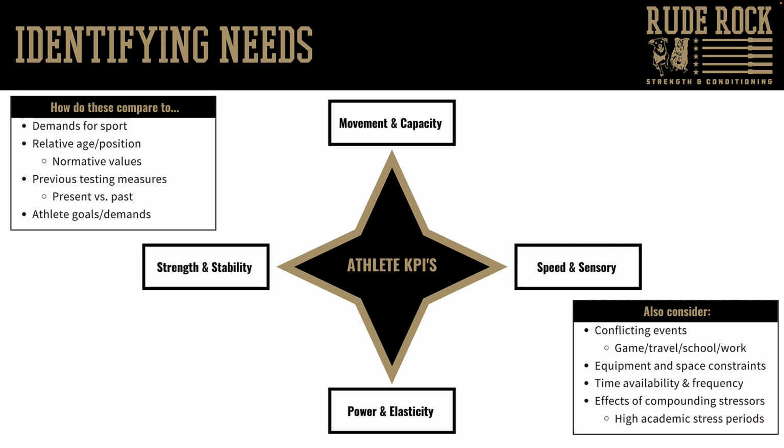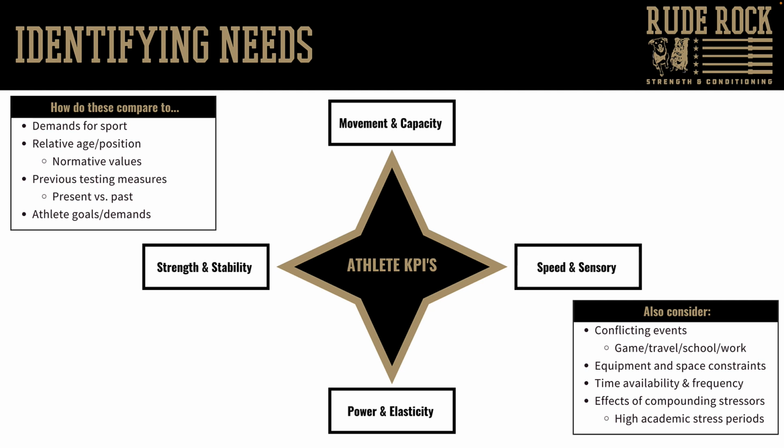And with these, we want to analyze these for how they compare to the demands of sport, making sure that they're relative for the age and the position of the athlete. As we know, an offensive lineman and a safety for football are not going to have the same type of programming schematics. So what we want to do is make sure that we're organizing those not just based off of sport alone, but then again from their age and then their position.